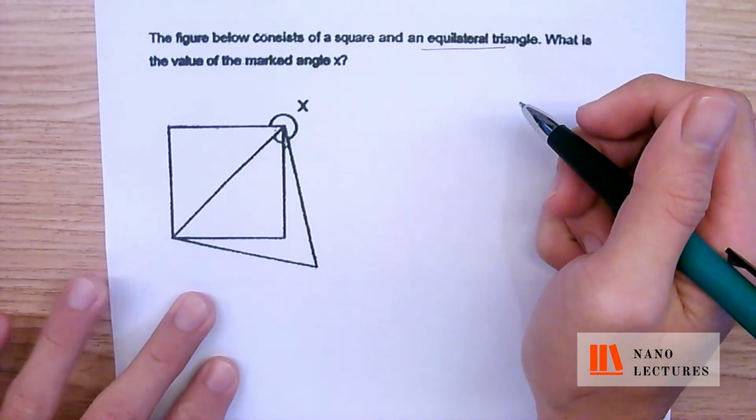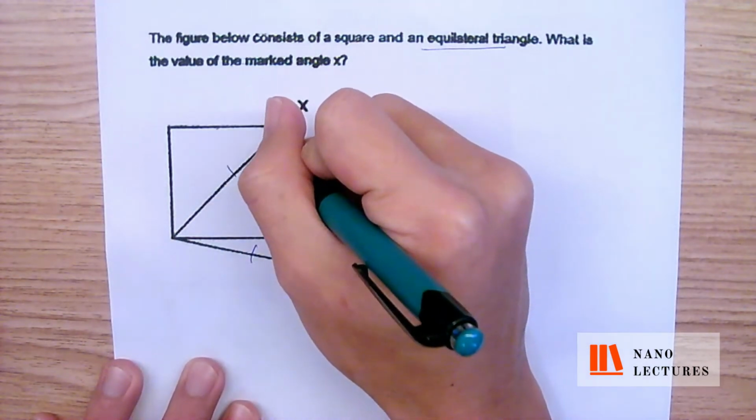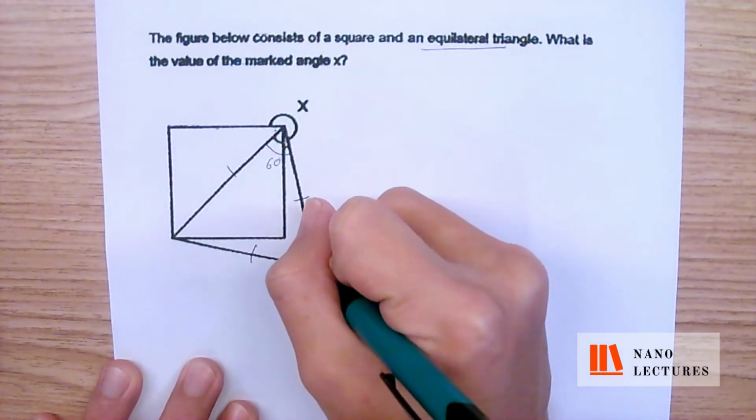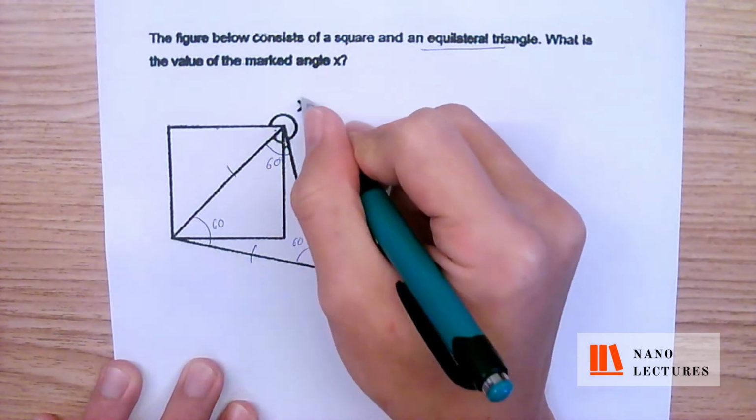Now they mentioned that it's an equilateral triangle. So remember what you understand from an equilateral triangle: all the sides are equal, meaning that all the angles are the same, which is 60. Which means that this entire thing is 60 degrees, and this one is 60, and this one is 60. Now the question is asking for x. How do you find x?